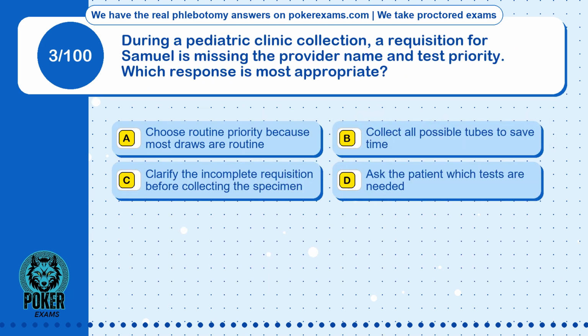Question 3. During a pediatric clinic collection, a requisition for Samuel is missing the provider name and test priority. Which response is most appropriate? Option A. Choose routine priority because most draws are routine. Option B. Collect all possible tubes to save time. Option C. Clarify the incomplete requisition before collecting the specimen. Option D. Ask the patient which tests are needed.